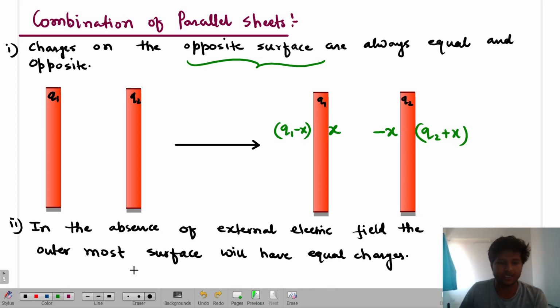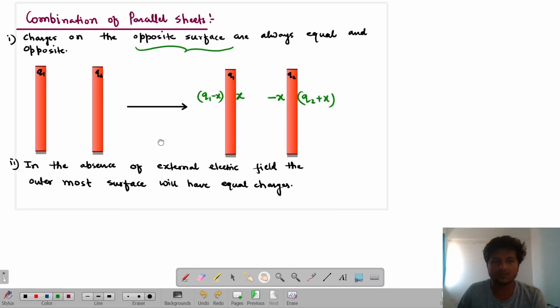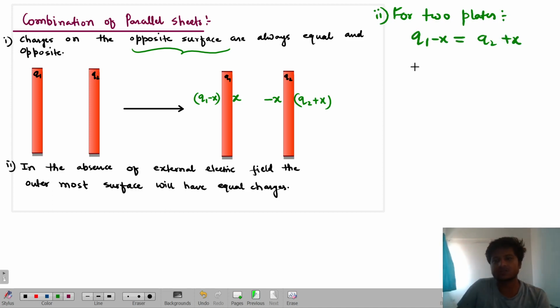So here, if it is Q1 minus x, for two plates I'm solving, applying the second rule, that Q1 minus x is equal to Q2 plus x. So you get the value of x. x is how much? Q1 plus Q2 divided by 2. Are you able to get me or not? Does my point make sense to you?